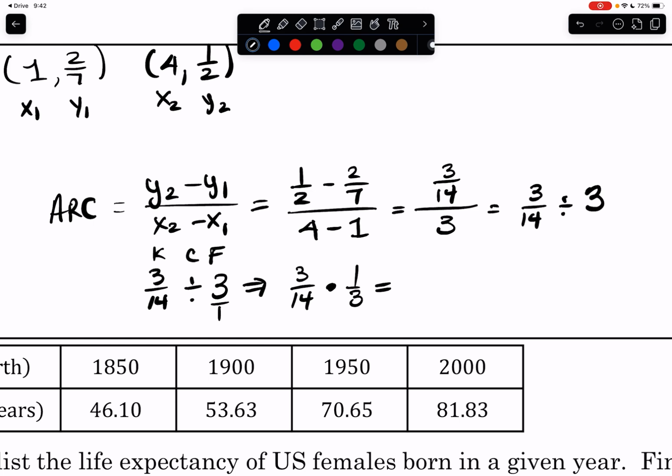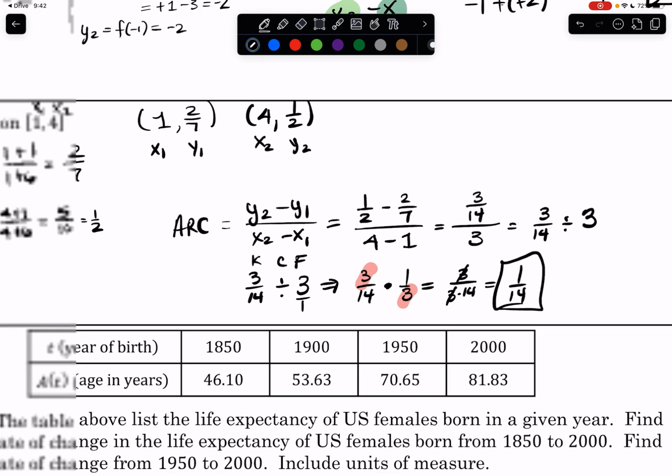So this ends up again cross reducing, and I could reduce these values right here. 3 divided by 3, because this would be 3 over 3 times 14. These 3's can reduce each other out, and I'm left with 1 over 14. So there's your answer. That is your average rate of change.